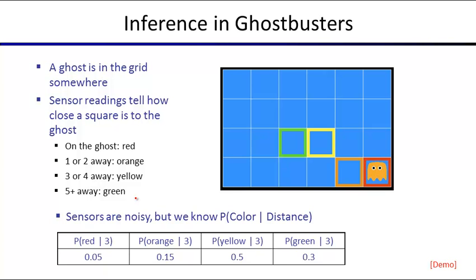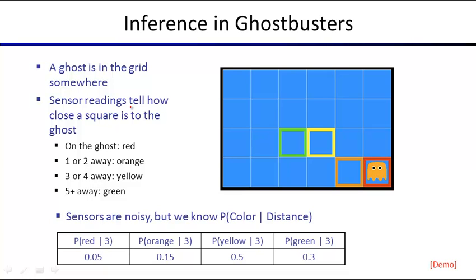Let's look at an example first. A little motivating example. So what are we looking at here? We have a ghost in a grid. The twist is that we're not going to know where the ghost is. But we have a sensor. We can put that sensor on a grid square, and then it'll give us a color back: green, yellow, orange, or red.